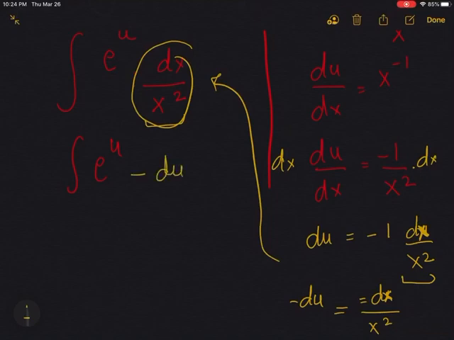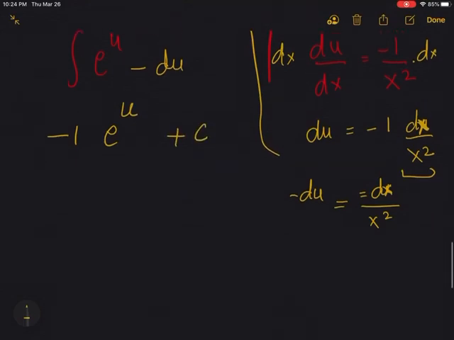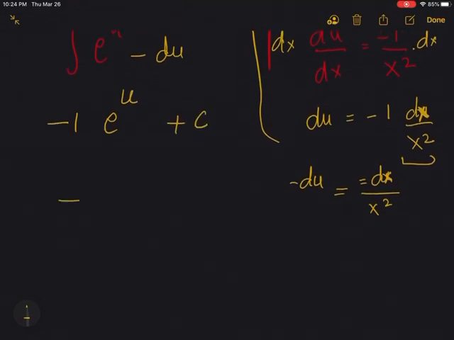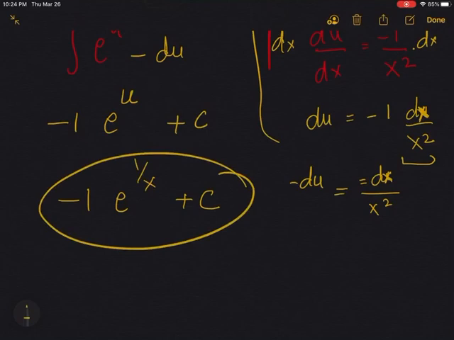Almost there. Now, time to take the integral. So I can factor out a negative. The integral of the e to the u function, you know, is just e to the u plus c. Time to bring in the original function. So I have -1, and I know u is equal to 1 over x, plus c. Here you go. That's how you can do it by u substitution.